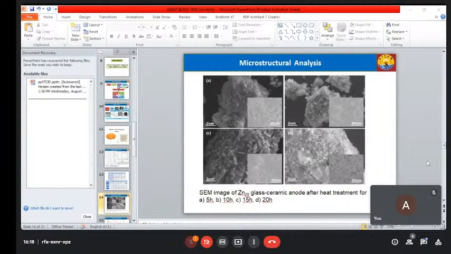For glass materials, the maximum Coulombic efficiency we got is 97%, and even after 500 cycles we got 278 milliampere hour per gram discharge capacity. But for glass ceramics, we got 98% efficiency, sir. Is it possible to get 98% efficiency? Yes, sir, definitely.